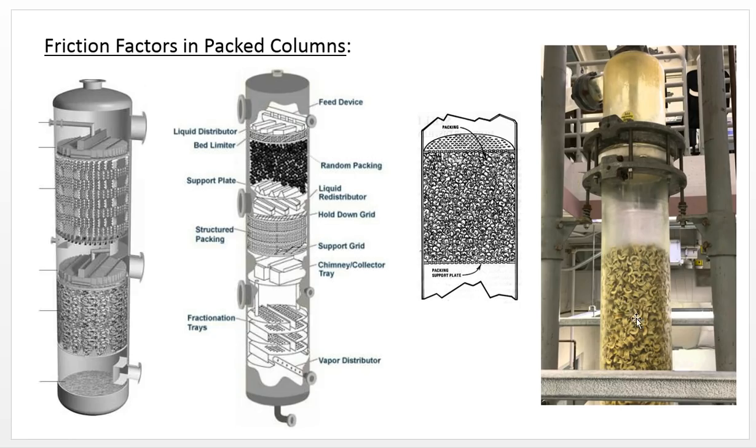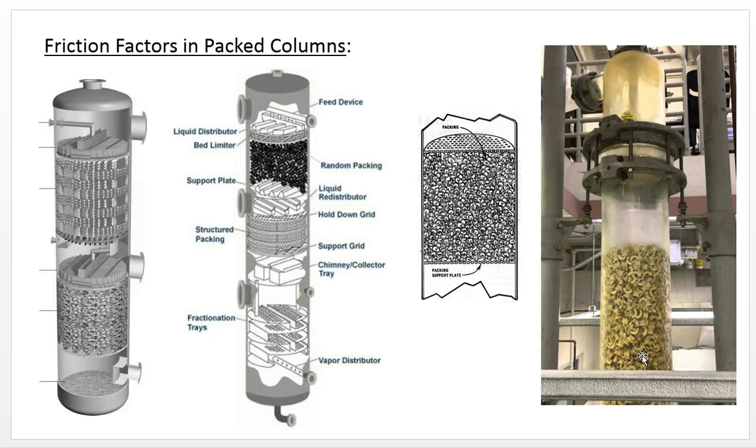And here's an example of an actual picture from experiments, a bunch of strangely shaped things constituting the packing in this packed column, and you'll have either a liquid or gas, some sort of fluid moving through this packed column. Now, these packed columns are extremely common in chemical engineering practice, whether it's distillation, reaction engineering, or any sort of separation process.